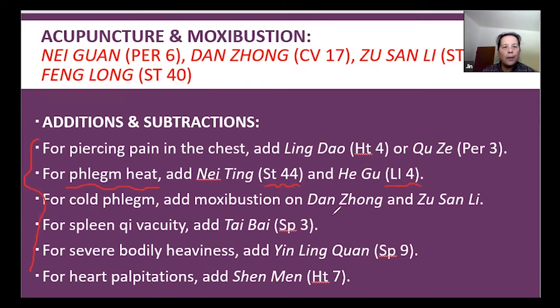And for cold phlegm, we need moxa. And for spleen qi deficiency, we can go to the yuan source point of the spleen. Body heaviness, basically we're talking about phlegm retention or dampness, so that's stomach 9. And for heart palpitation, we go to the yuan source point of the heart, heart 7.